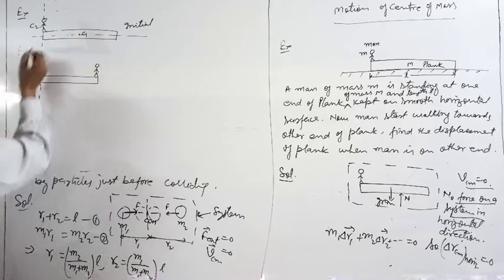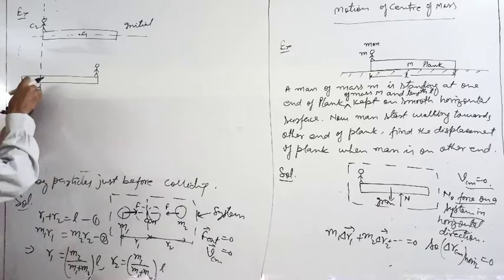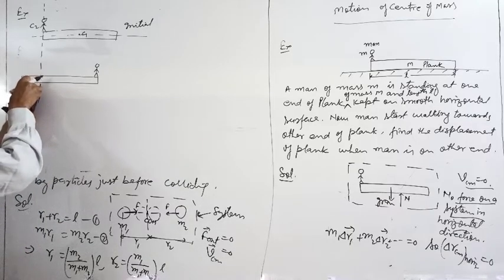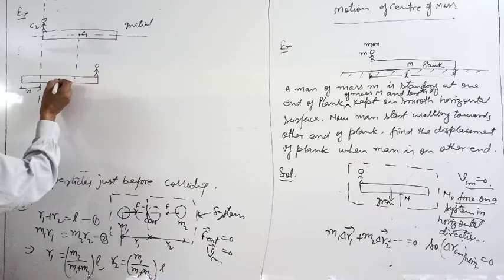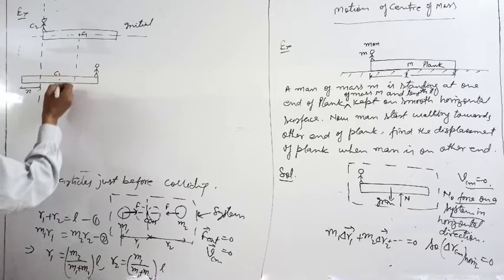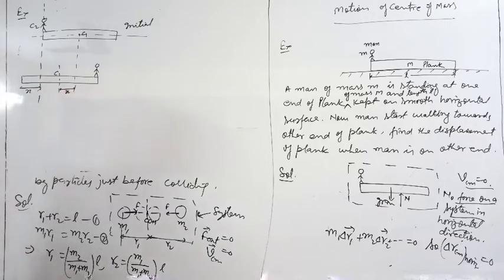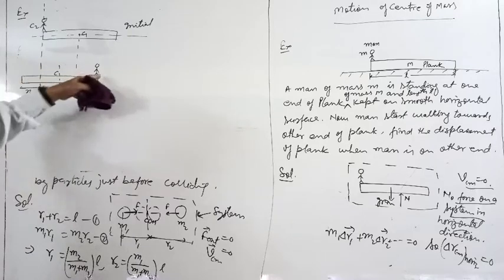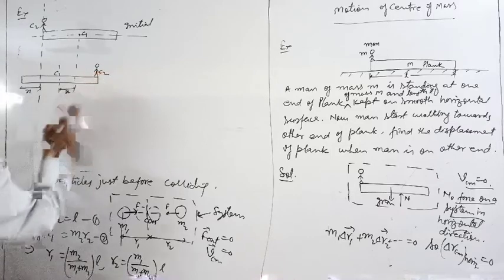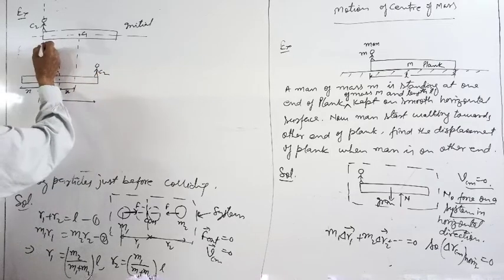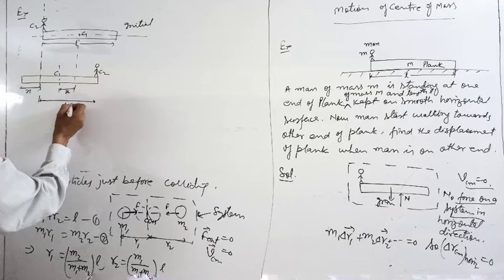So this is the displacement of your plank, let it be x. So x displacement of the plank means the center of mass of the plank has shifted here, now C1 dash, the new position. This is your x. And the man is moving from here to here, with man's center of mass C2 now somewhere here. The total length of the plank was L, so from here to here it is now L minus x.